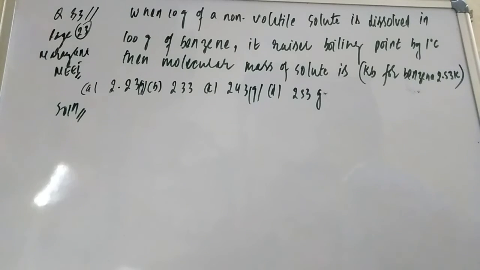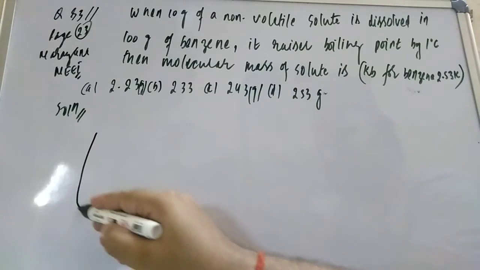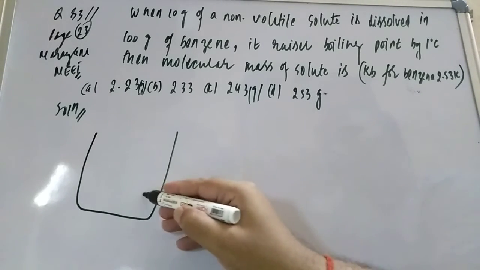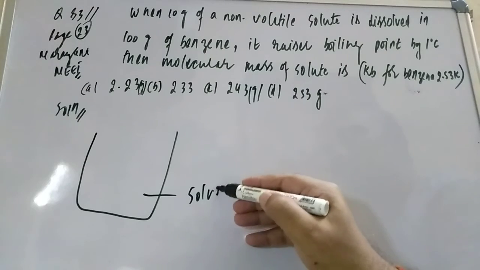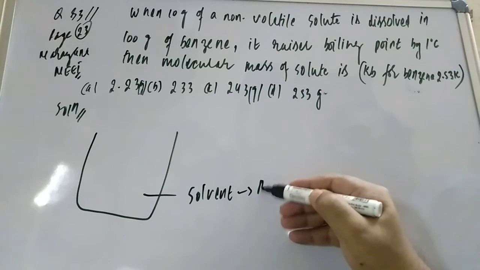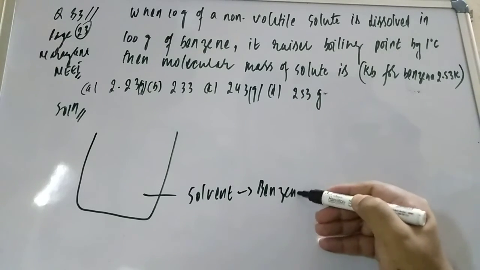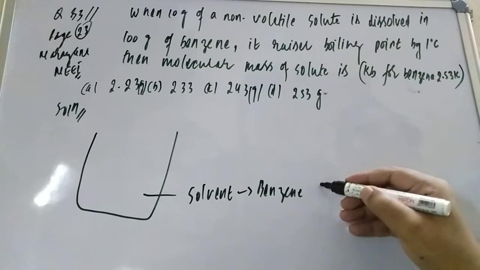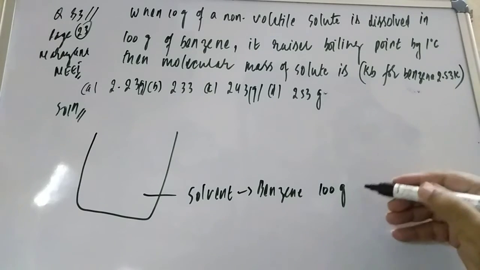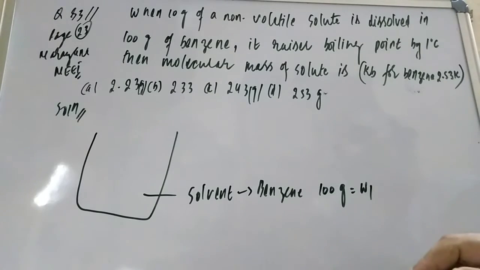Hello friend, now the problem number 83 from page number 23, Narayana NEET book I have taken. When 10 gram of non-volatile solute is dissolved in 100 gram of benzene. Let us try to understand, student. Benzene is the solvent here, and they have given 100 gram of benzene. How much is given, student? 100 gram. So this is W1.